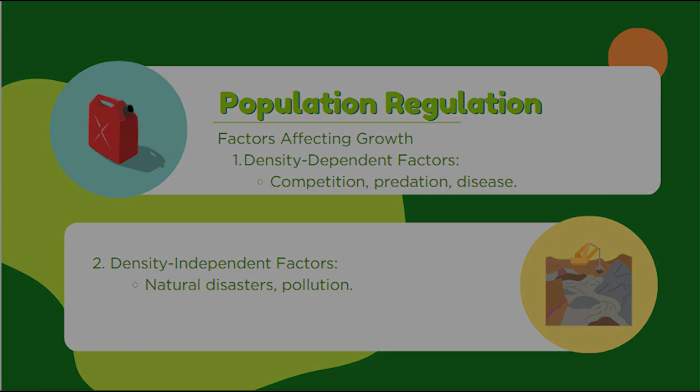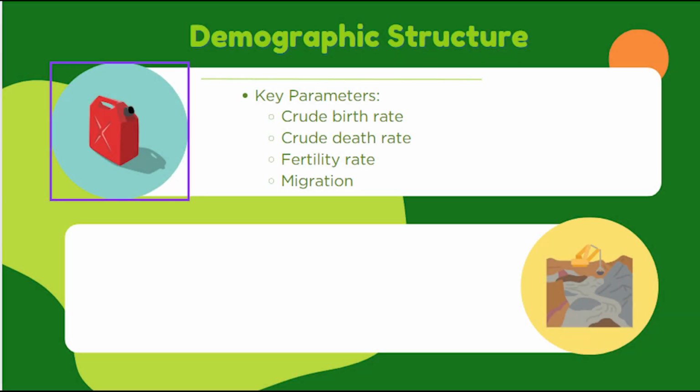The other one is demographic structure. Demography is the study of populations, especially human populations. Important parameters include crude birth rate, which refers to births per 1,000 people per year, and crude death rate, which refers to deaths per 1,000 people per year. And the other one is fertility rate, the average number of children per woman. Then migration refers to the movement in or out of populations.